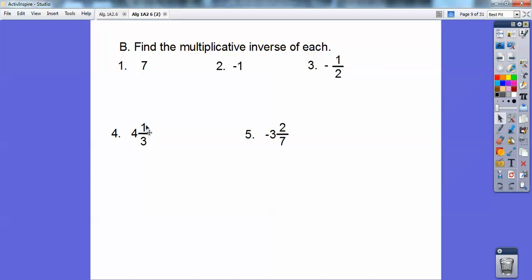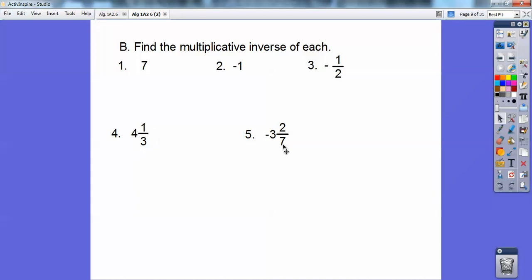The multiplicative inverse of this, you have to change this to an improper fraction. Do you remember how to do that? 3 times 4 is 12, and then 12 plus 1 is 13. So this is actually 13 over 3. So the multiplicative inverse would be 3 over 13.